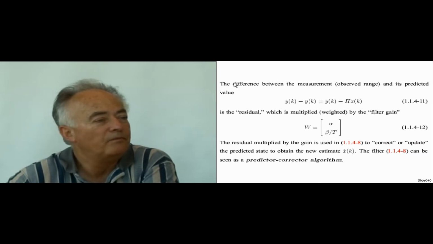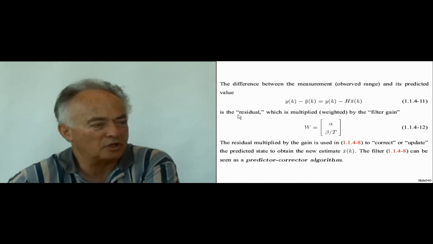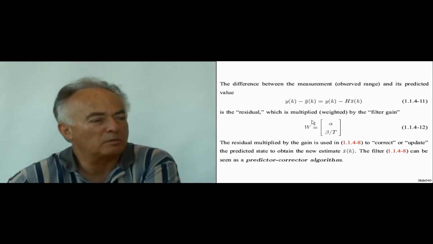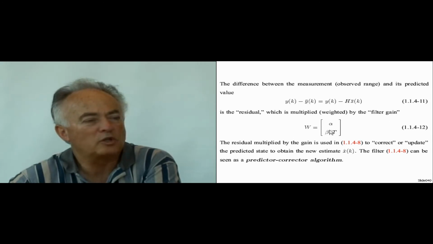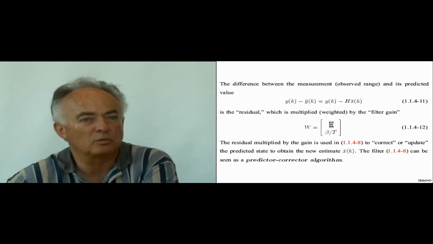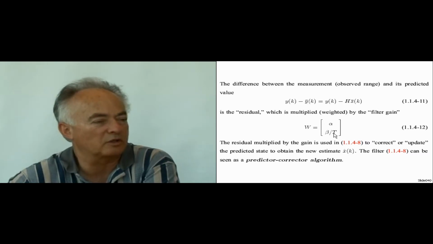Now, the residual. The difference between the measurement, which is the observed range, and its predicted value, that's y minus y bar, or y minus H x bar, is what we call the residual, and it will be multiplied or weighted by the so-called filter gain W, which is written in this fashion as alpha and beta over T. Both alpha and beta are dimensionless quantities, because alpha will convert position into position, and beta over T has 1 over time, so it converts position into velocity.